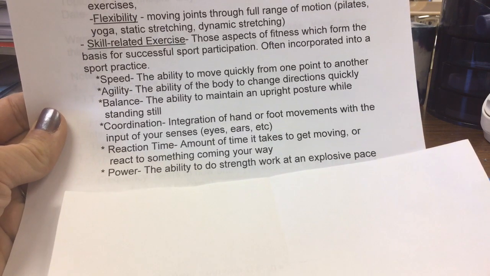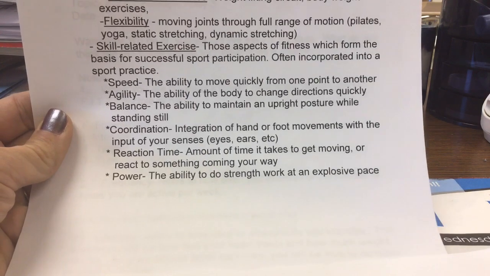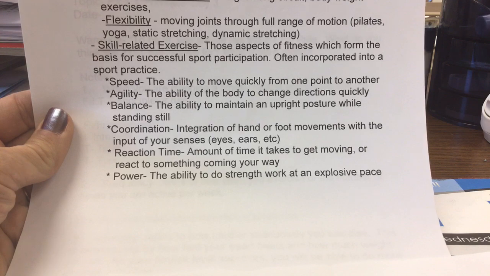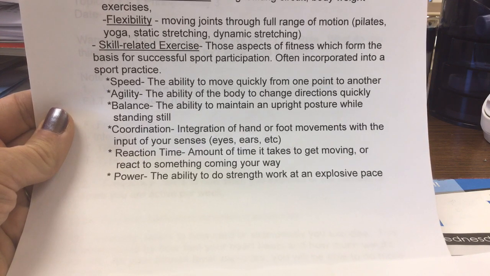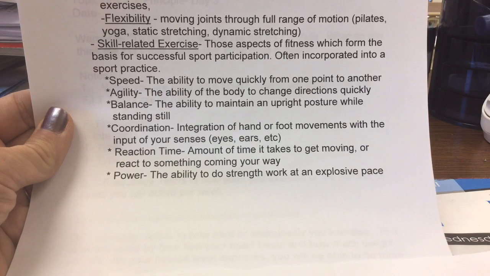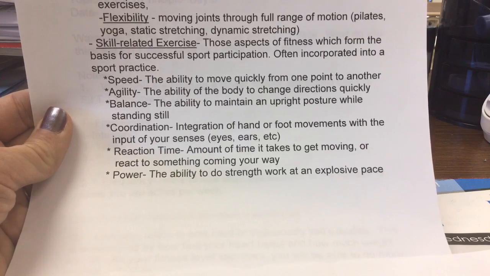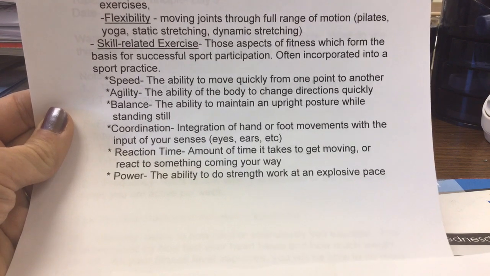So these are skills, these skill-related exercises. They're still important, even if you're not going to do athletics, especially things like balance and coordination. You need those as you get older, right? You need to be able to balance. You need to be able to coordinate your body. Reaction time is always important, whether you're doing athletics or not. So you still want to incorporate these skill-related exercises into an exercise routine.